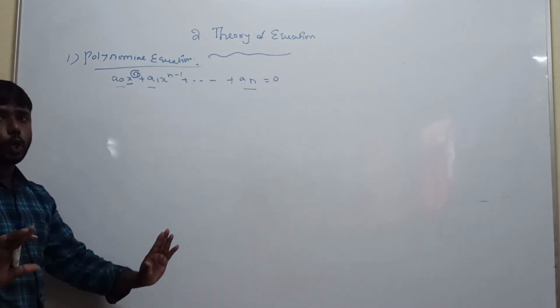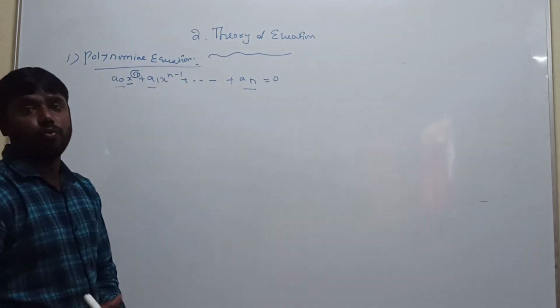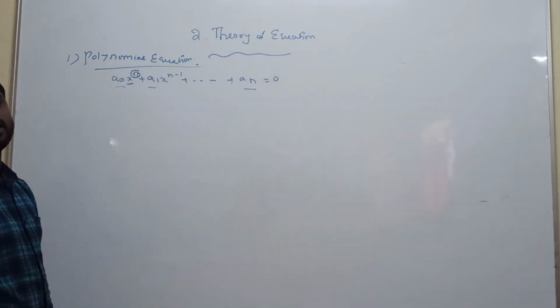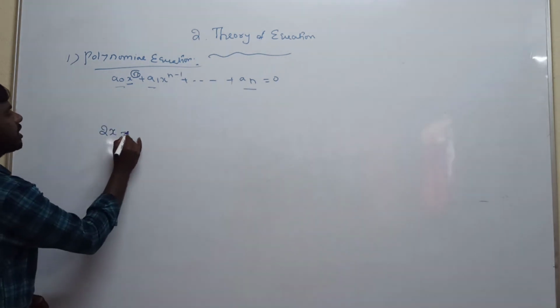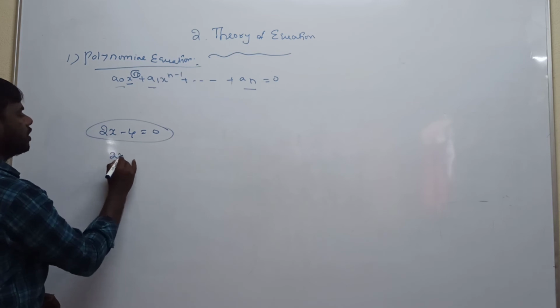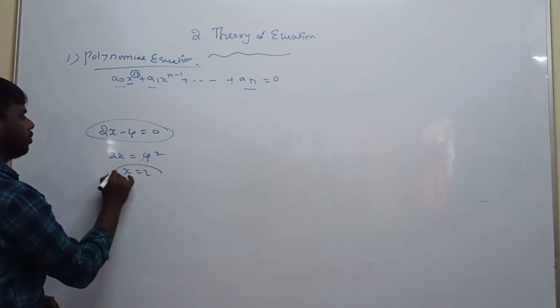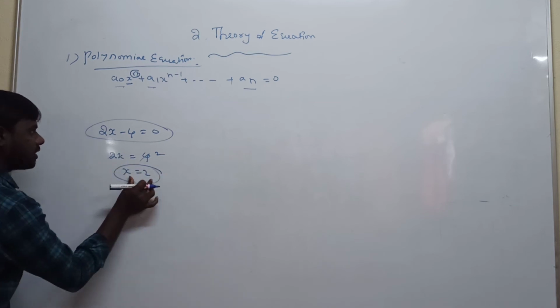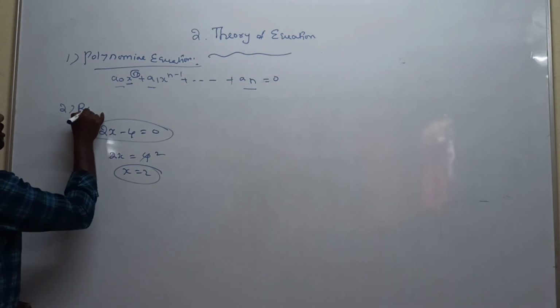The second one is roots of the equation. Roots of the equation are nothing but the values of x that satisfy the equation. Example: 2x minus 4 is equal to 0 is the equation. So 2x is equal to 4, taking minus 4 to the other side as plus 4, so x is equal to 4 by 2, x is equal to 2. The value of x that satisfies the given equation is called a root of the equation.